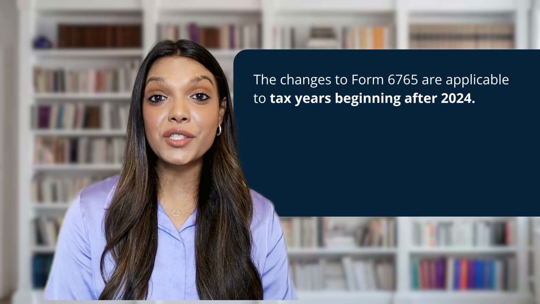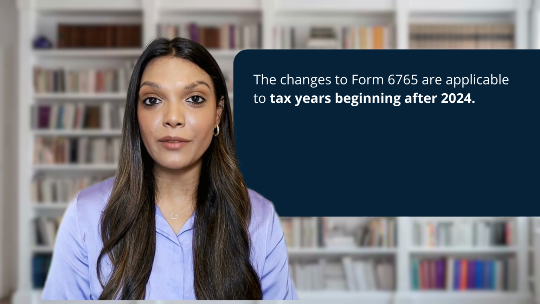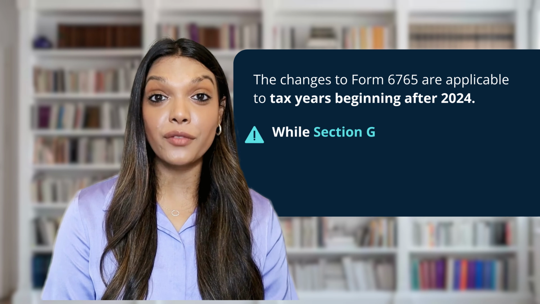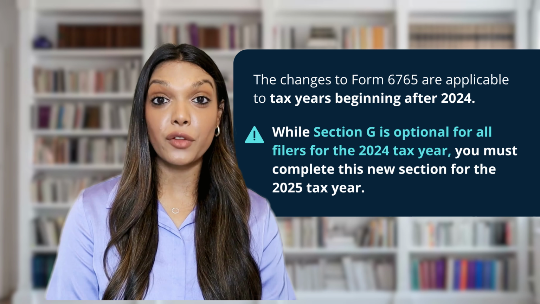And then there's the deadline for mandatory compliance. The changes to Form 6765 are applicable to tax years beginning after 2024. While Section G is optional for all filers for the 2024 tax year, you must complete this new section for the 2025 tax year. The only exception here is if you have a qualified small business that elects the reduced payroll tax credit or have qualified expenses of $1.5 million or less and gross receipts of $50 million or less.